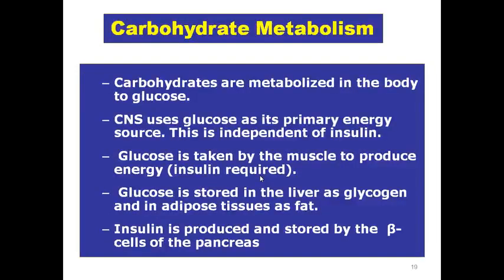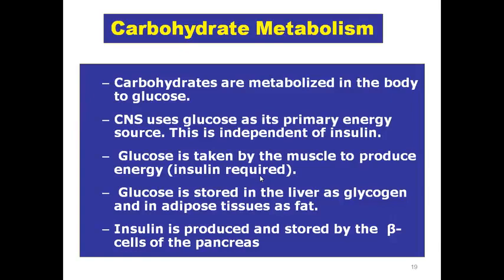So how does carbohydrate metabolism take place? Carbohydrates are metabolized in the body to glucose, and this glucose is then used up by the CNS. Our brain uses the glucose, and this uptake by the brain is independent of insulin. It doesn't require insulin for that. Glucose is also taken up by muscles to produce energy, and muscles need insulin to do that. Glucose is stored in the liver as glycogen and in adipose tissue as fat.